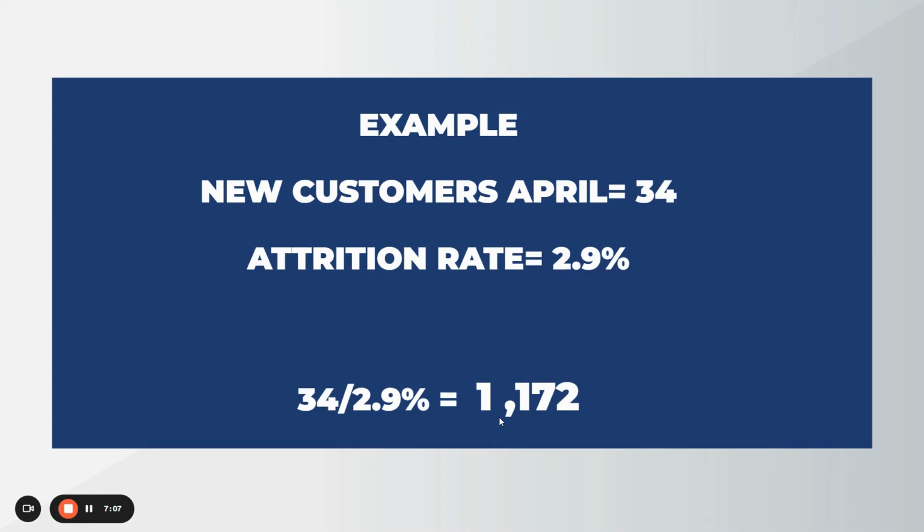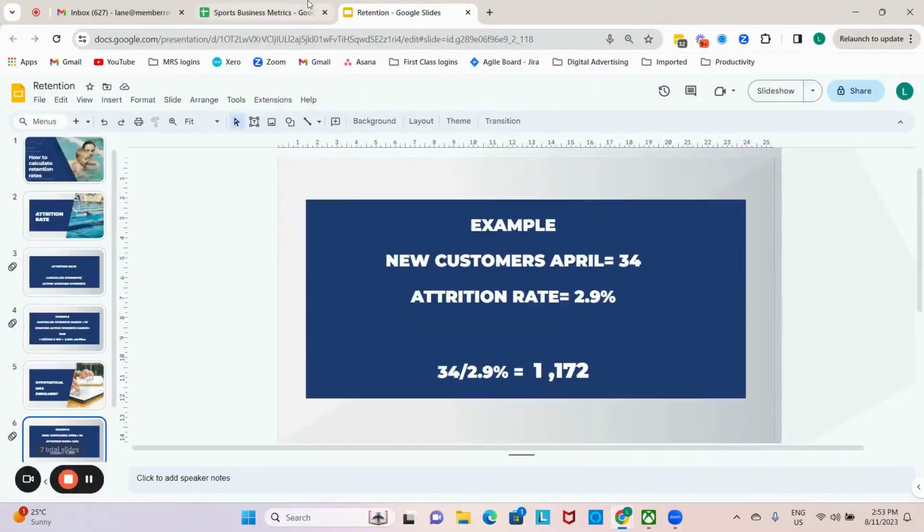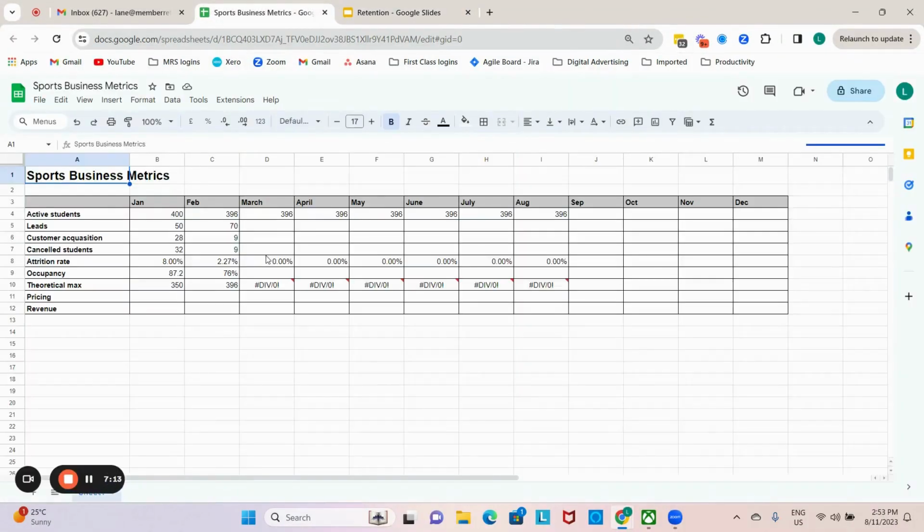So let's take this a step further and actually have a look at an example in a spreadsheet of how this actually takes place. So I've got some metrics here, and these are the metrics we would typically measure in a sports business. So let's say we start off with 400 active students in January. We get X number of leads, and those leads turn into customer acquisition, which we've spelt really poorly.